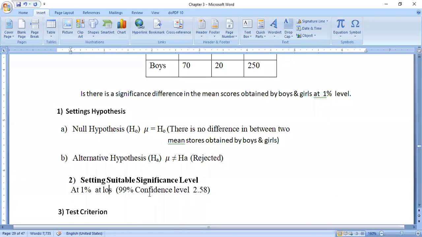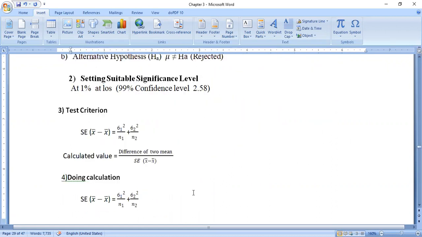99% confidence level, that is 2.58. 2.58 is the critical value. Okay, this is step number 2. Then the next one is the test criterion. In the test criterion, whichever method we are doing, we have to write the formulas here.